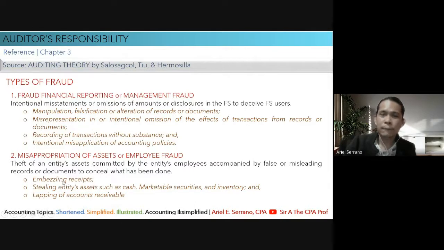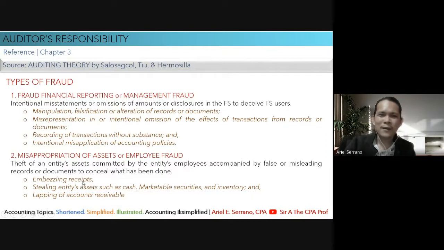Kagaya ng pag-i-embezzle ng mga receipts. May mga collections tayo, ninakaw natin kasi nasa billing and collection ka. Ikaw yung messenger or ikaw yung nangongolekta ng mga pera or mga cheque. Okay, ninakaw mo ito. Okay?